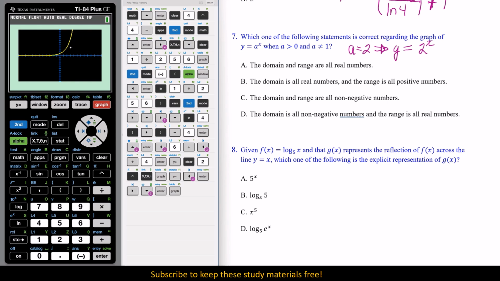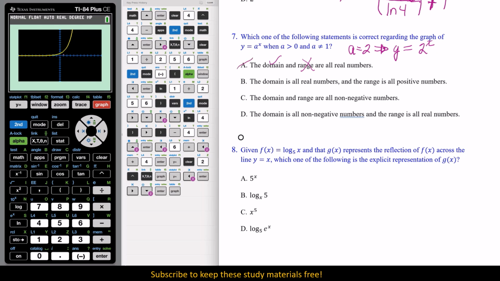Okay, so let's look at this. Now we have a reference. We have something that we can look at as we read through our options. Okay, A, the domain and range are all real numbers. Is the range all real numbers? No, it is not. So the domain is all real numbers, but the range is not.